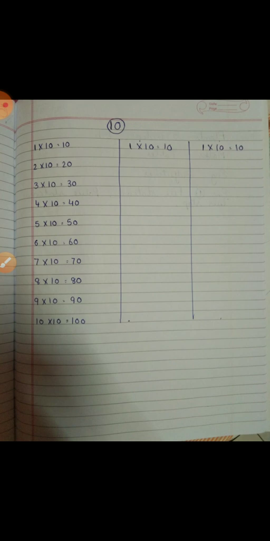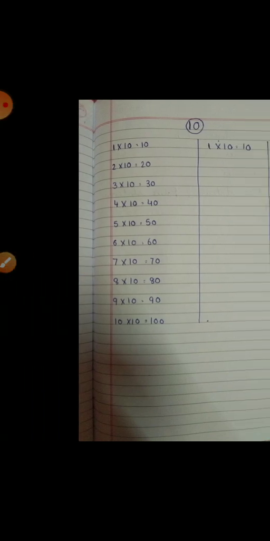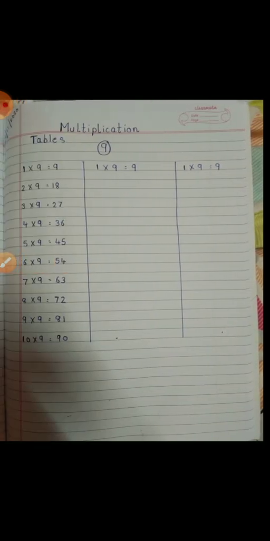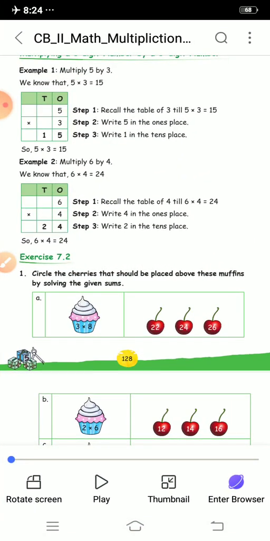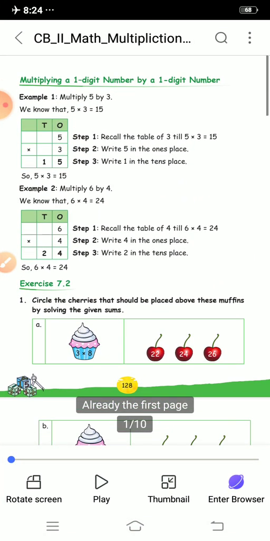So you have to write these tables, you have to even learn them, okay? You have to learn them by heart. So now today we are going to learn multiplying a one digit number by a one digit number. So we will learn it, okay? So children, what is it? It is multiplying a one digit number by a one digit number.